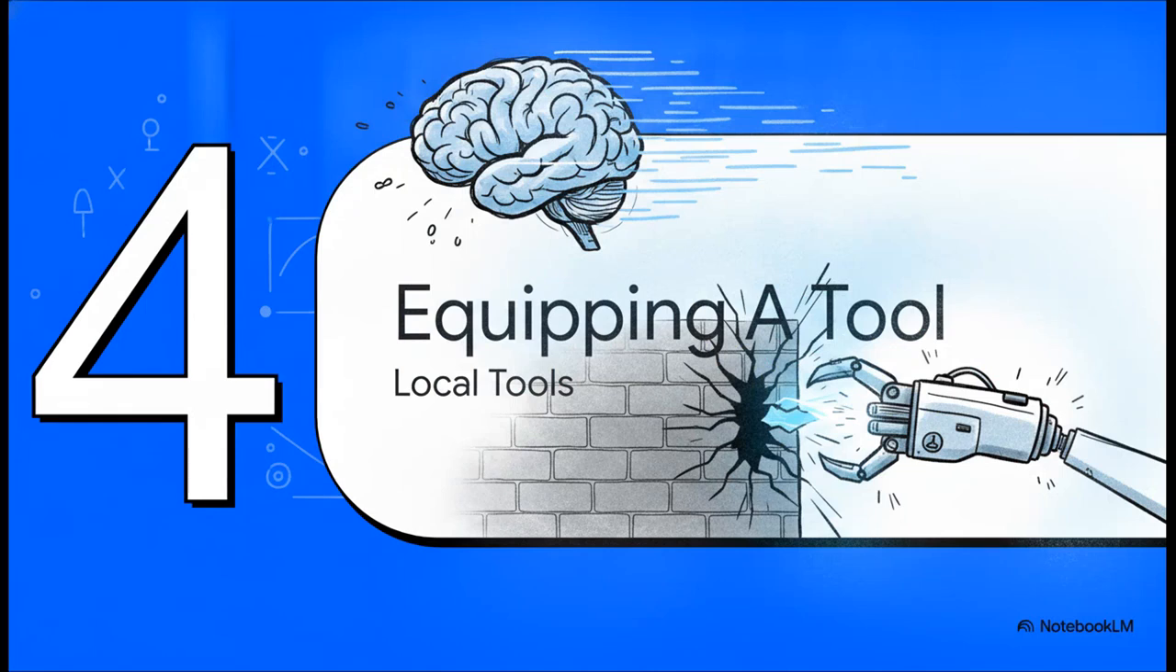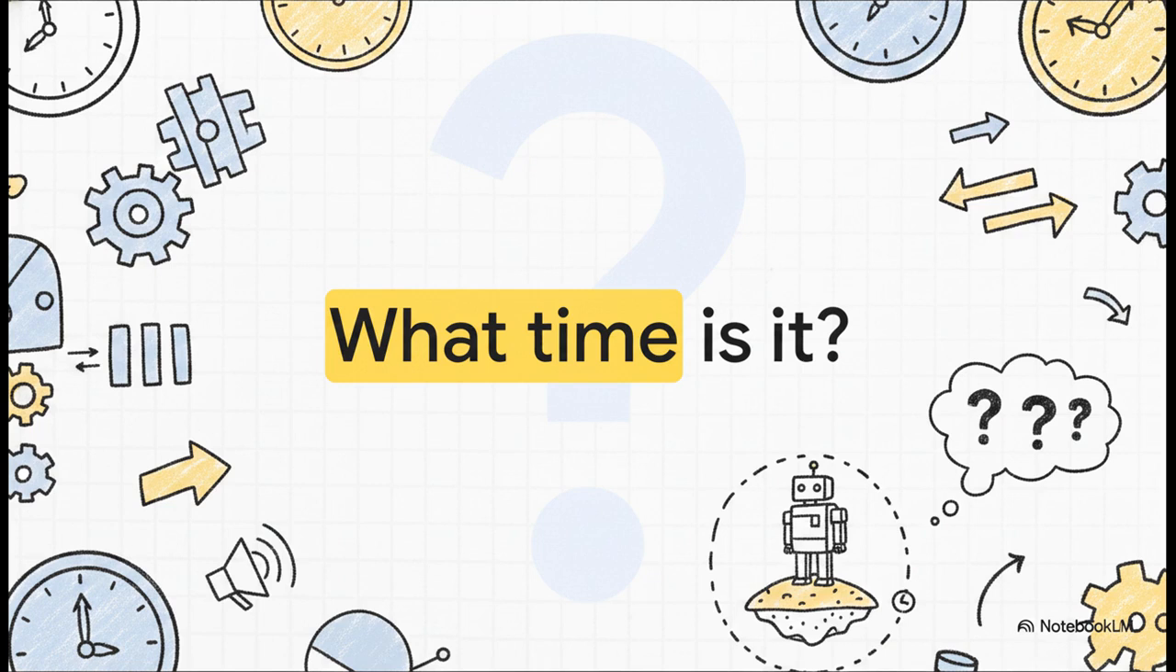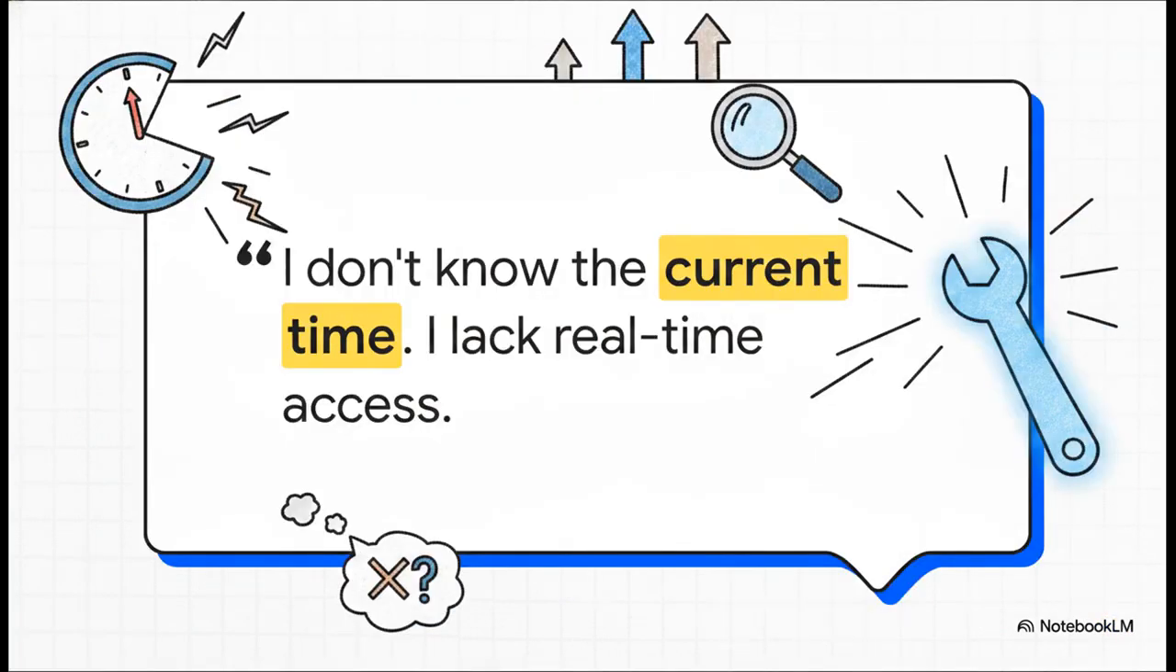All right, section 4, equipping a local tool. So right now, our agent has a brilliant brain, but it doesn't have any hands to grasp the real world. It's totally isolated. If we ask this incredibly basic question, what time is it? We hit a classic AI roadblock. Yup, there it is. Because the model is completely cut off from the current date due to its training cutoff, it fails. But we're going to fix this right now by giving it a local tool.